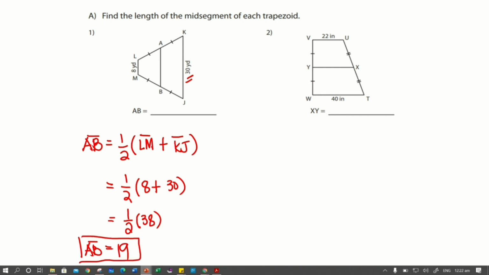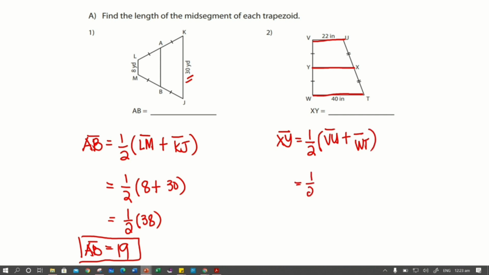So let's try to answer problem number 2. First, let's examine what formula we're going to use in order to solve for the length of the mid-segment. So here we have XY. Since segment XY is our median, that is simply 1/2 the sum of the two bases. We have base number 1, or the upper base, segment BU, plus the lower base, or base number 2, which is segment WT.